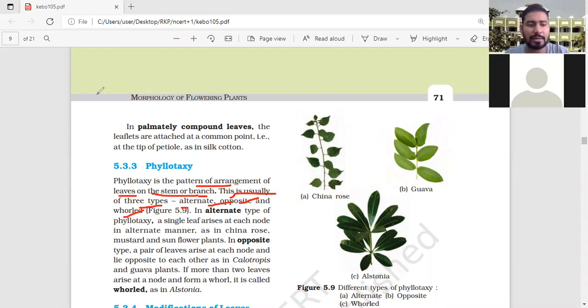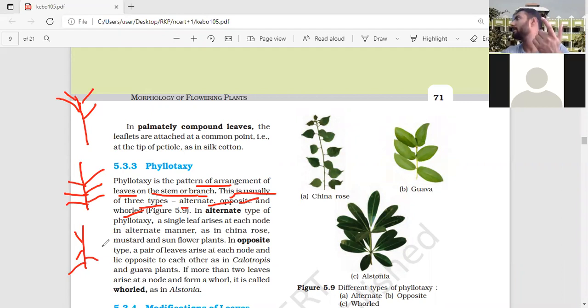Alternate means like that, one by one. Opposite means together, they arise like that, opposite together. And whorled means one here, one here, one here, one here. They form a whorl, like a tiffin carrier, or like DNA. They form this arrangement of leaves. So there are three different types of arrangement: alternate, opposite, and whorled. In opposite there are also two different types.